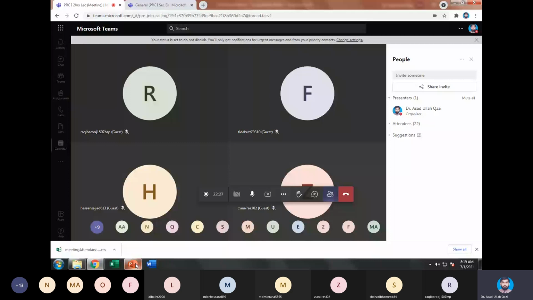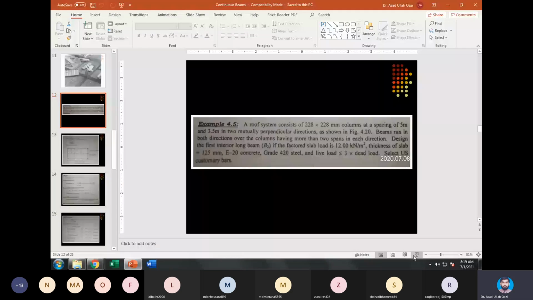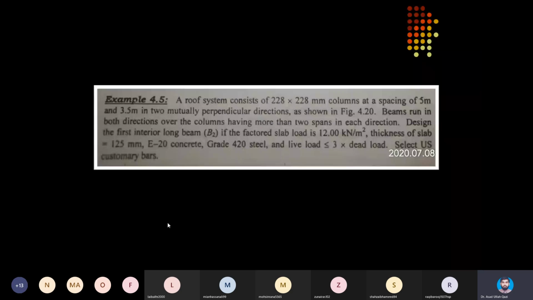So this example problem of continuous beams will help you to understand design of beams, whether they are singly or doubly reinforced, or rectangular and T-beam or edge beams. So all types of beams we have discussed, when you design a continuous beam, you will get an idea about all types of cross sections, rectangular and T, as well as in terms of behavior, singly and doubly.